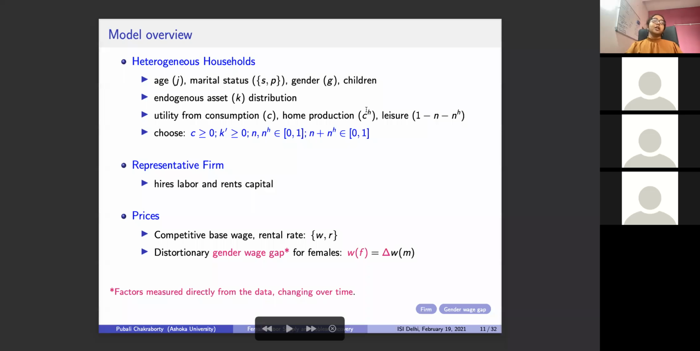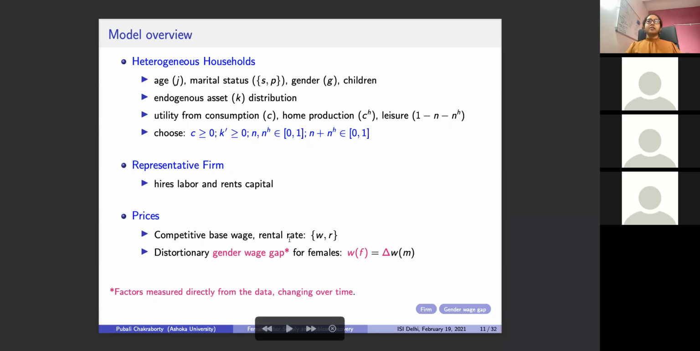This childcare production has to take into account the number of children. So if you have more children, then you have to produce more of this commodity to essentially take care of the children. On the firm side of the economy, things are fairly simple. There is a representative firm which hires labor and rents capital, and there are competitive prices. So the base wage and the base rental rate are solved competitively.